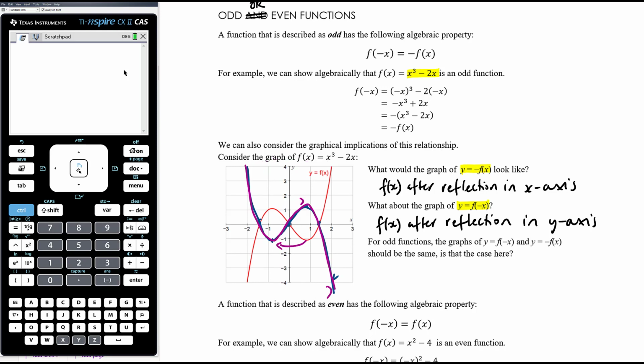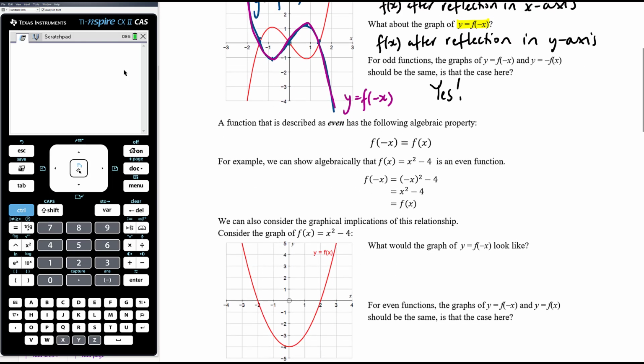So the blue graph, we thought about reflecting the graph in the x-axis. The purple graph, we thought about reflecting the graph in the y-axis. And we've ended up with the same thing. And so, yes, that is the case here. Reflecting this graph in the x-axis gives the same result as had we reflected it in the y-axis. And so algebraically that means that f of negative x is equal to negative f of x, which by definition makes this an odd function.